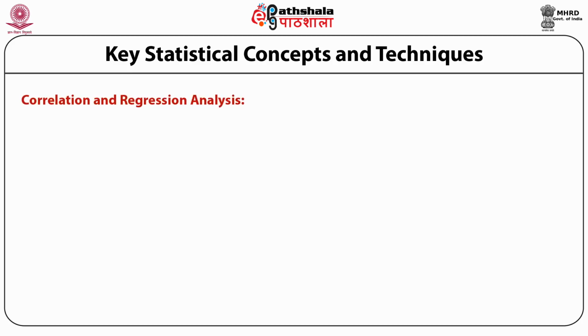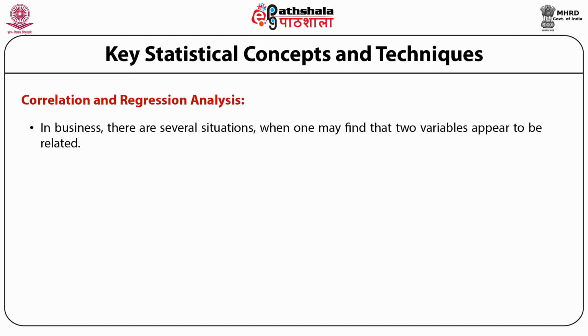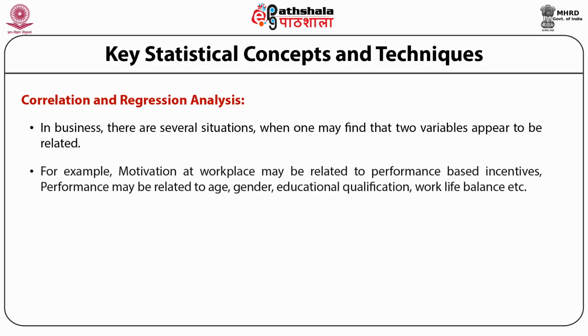Correlation and regression analysis. In business, there are several situations when one may find that two events or variables appear to be related. For example, motivation at workplace may be related to performance-based incentives. Performance itself may be related to age, gender, educational qualification, work-life balance, etc. In such cases, a manager always feels a need to know more accurately about these relationships through some tangible quantitative measures, and one such tangible quantitative measure in statistics is correlation.